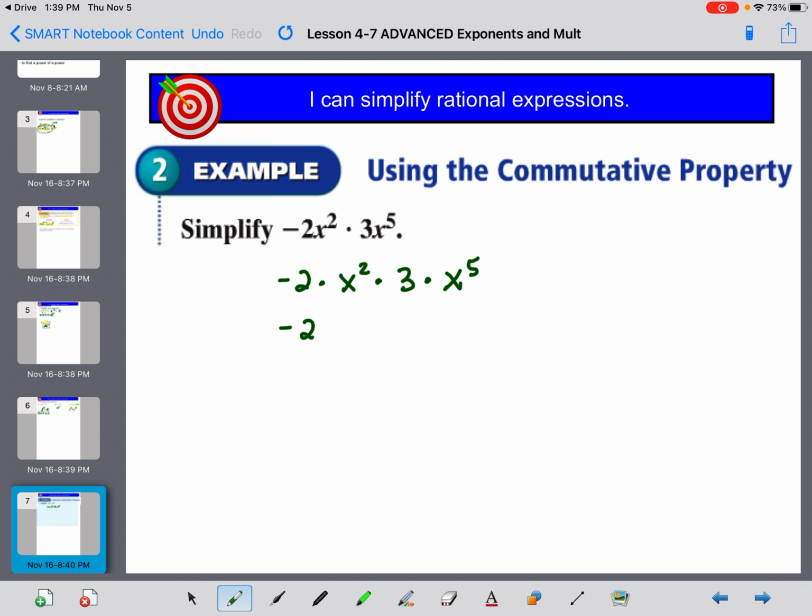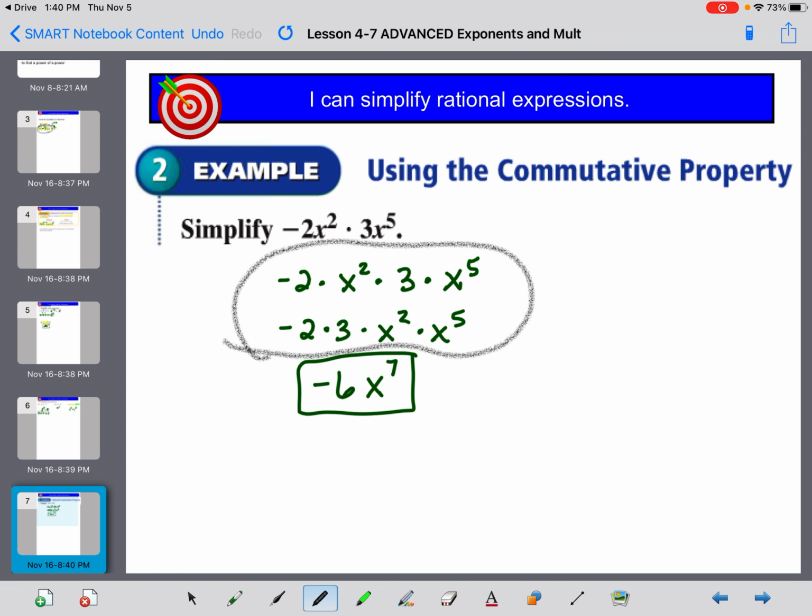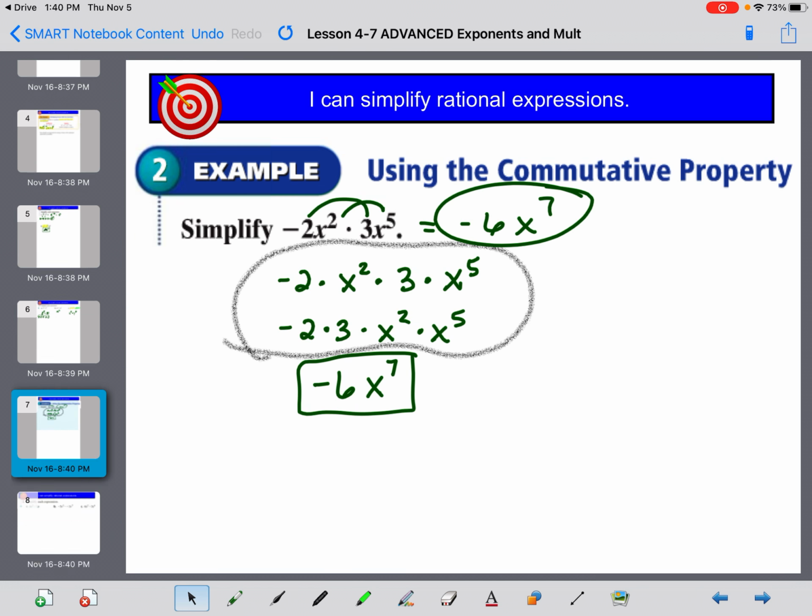So really, I'm just using the commutative property to multiply my numbers together and then multiply my variables together. -2 times 3 is -6, and then x to the 7th power. You do not need to write all of this out. If you're somebody who can, in your head, think -2 times 3 is -6, and then x to the 7th. Okay?